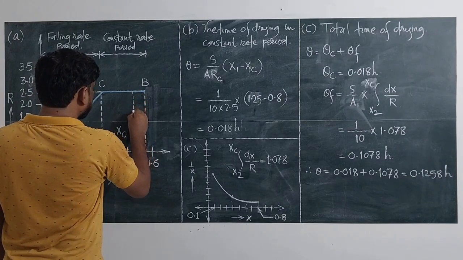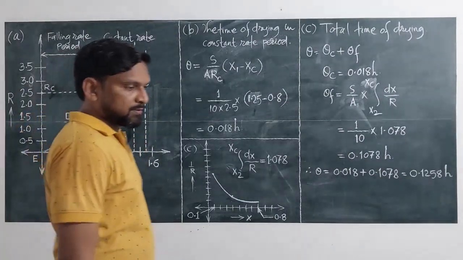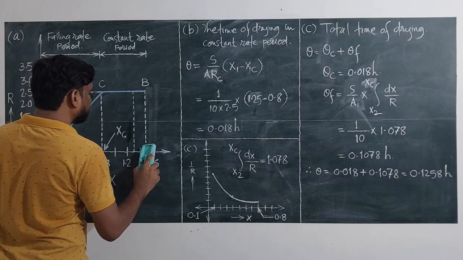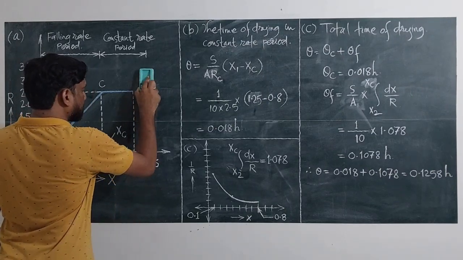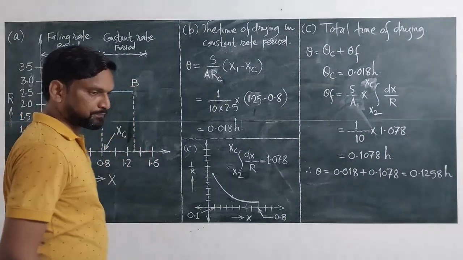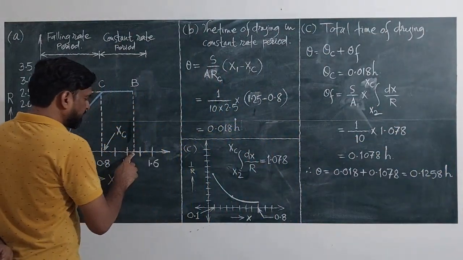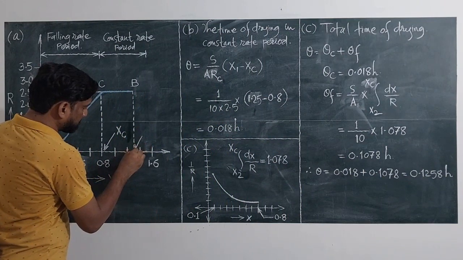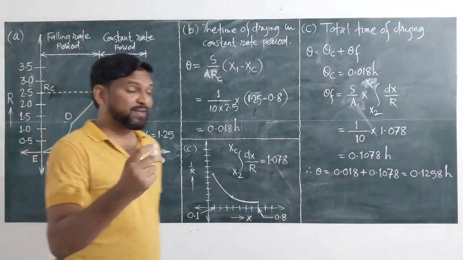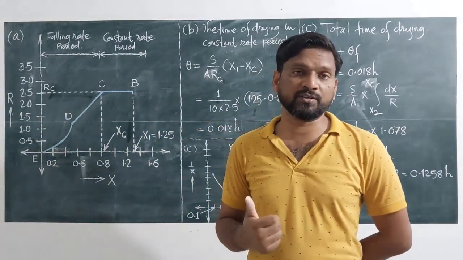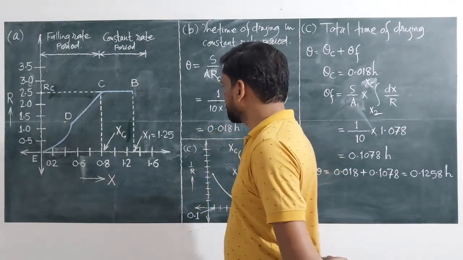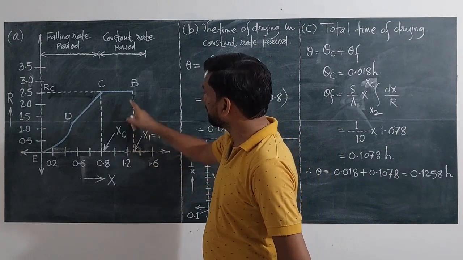Somewhere in between 1.2 and 1.4, somewhere in between. This is point B. This point is x1 and its value is 1.25. This is a given value. Where is it given? 125% moisture on dry basis. So 125% means 1.25 kg per kg of dry solid. That's why x1 is equal to 1.25 and the corresponding point is this one, point B.